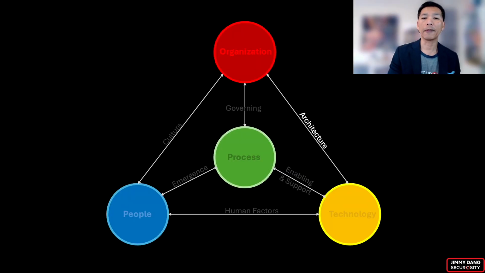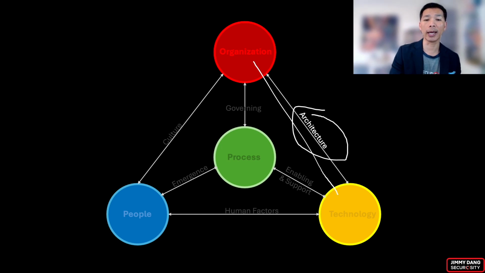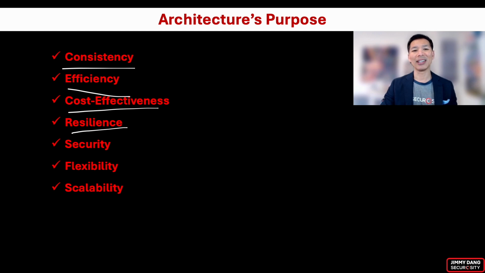Next up, we have the architecture dynamic connector. This connects the organization to the technology elements, emphasizing the need for technology to be well planned and purposeful. Architectural practice ensures, starting with consistency, efficiency, cost effectiveness, resilience, security, flexibility, and finally, scalability.